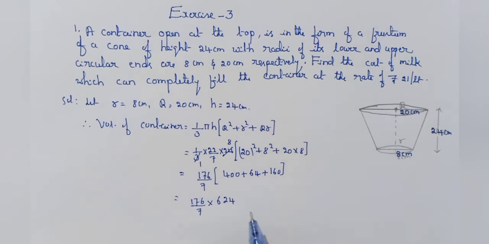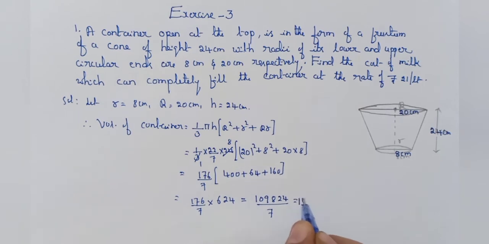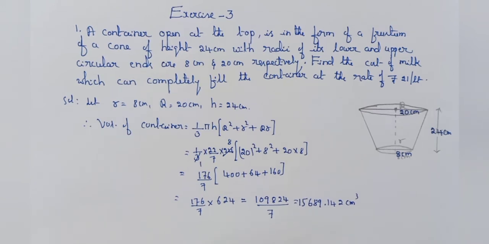Now multiply 176 into 624, that is equal to 109,824 by 7. Divide 109,824 by 7, you will get 15,689.142 centimeter cube. Now the volume of the container is 15,689.142 centimeter cube.